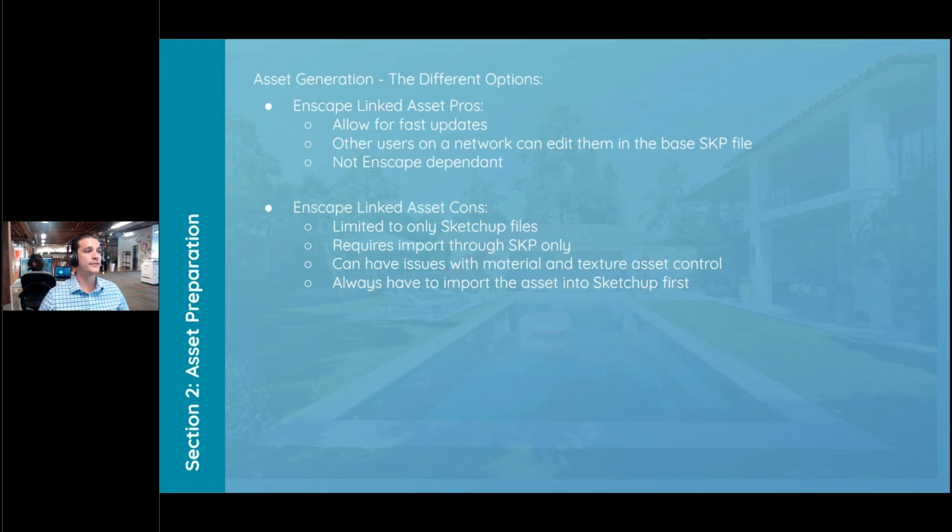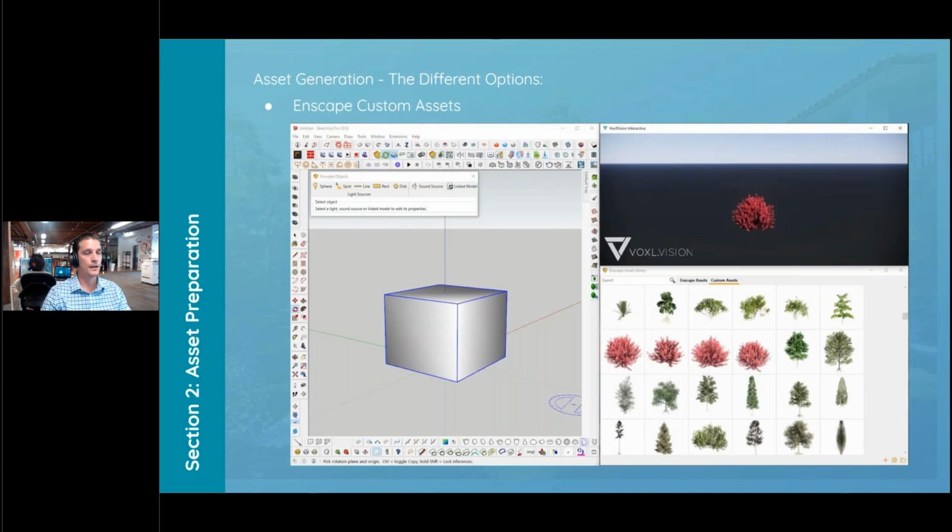And finally, you always have to import these assets into SketchUp first before you can get them into Enscape as a proxy or as a linked asset. Now, the custom assets are really nice because you have this beautiful visual library at your beck and call. You have lots of plants that you can load into it, lots of assets that you can load into it. It works the same way where you've got this perfect little proxy model box that is simple and elegant and keeps memory down.